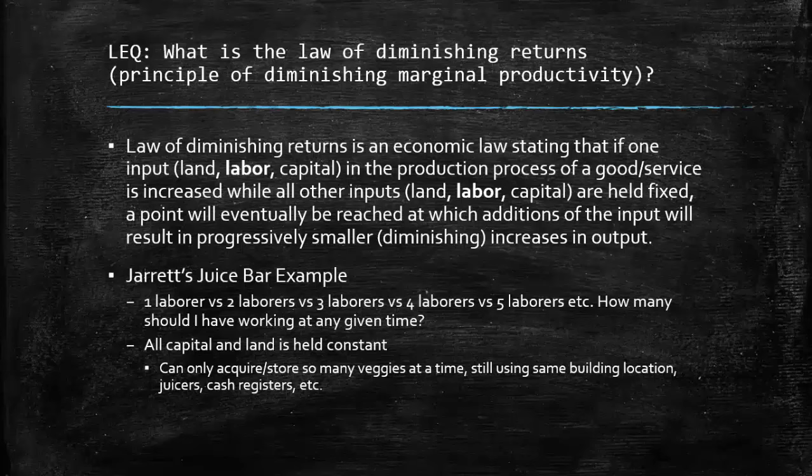Law of diminishing returns is an economic law stating that if one input, remember guys, inputs are your factors of production, the price of inputs, land, labor, and capital. And labor is bolded there. I'll tell you why here in a second. So it's stating that if the one input in the production process of a good or service is increased, say if you acquire more land or more labor or more capital, while the other inputs are held fixed, that is, stay the same, a point will eventually be reached at which additions of the input will result in progressively smaller, aka diminishing, increases in output. So that was a mouthful and it probably makes no sense.